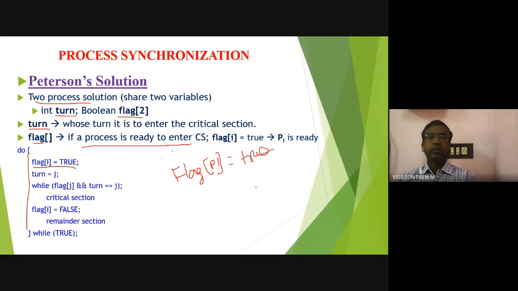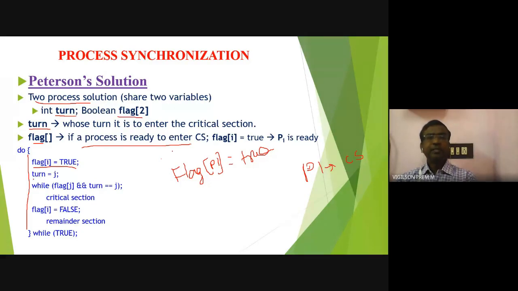Flag of P1 is true. So what does it indicate? Now P1 is ready to go into the critical section. Or in other words, only P1 will be allowed to enter into the critical section. So initially, I am assuming flag of P1 as true.